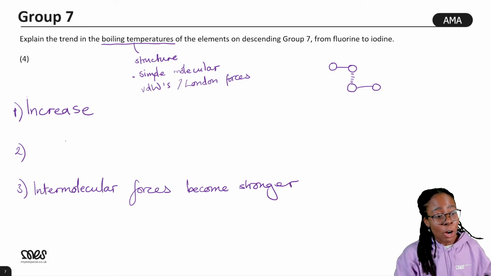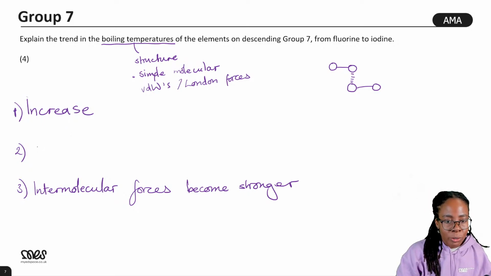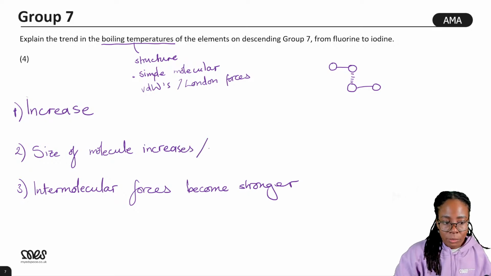Again, it's not necessarily about atomic radius. We're talking about the size of the molecule. So we're saying that the size of the molecule increases, or you could say the number of electrons increases, because that's going to increase the size of the electron cloud. Again, we're not breaking any shells. No, you're not answering the right thing, unfortunately.